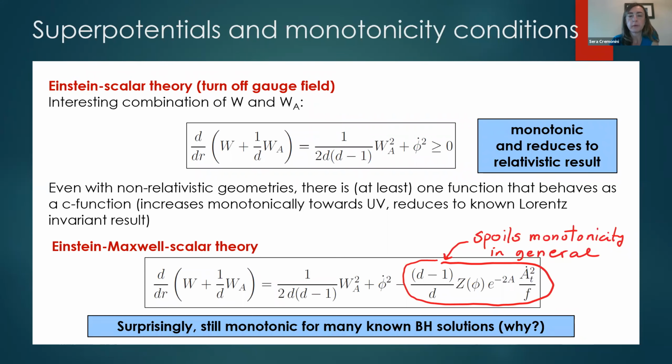So what happens then if you turn back on the gauge field? Now you get an additional term that comes with a negative sign. So we'll spoil the monotonicity in general. That's not ideal. However, the feature that we found interesting and surprising is that if you compute this quantity, which in principle looks non-monotonic, for a lot of black hole solutions, it's still monotonic. I don't know why, but I'm going to show you some examples. Somehow there seems to be structure here that is a little bit deeper than one might think naively.